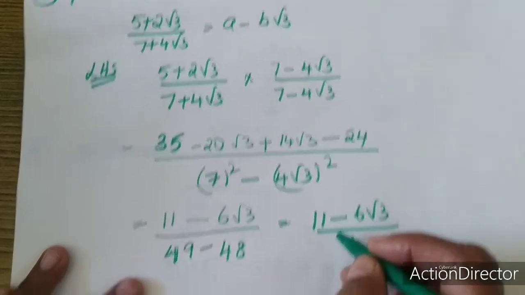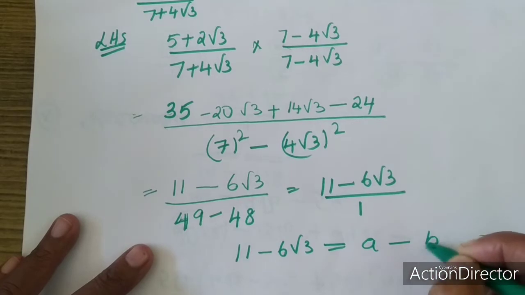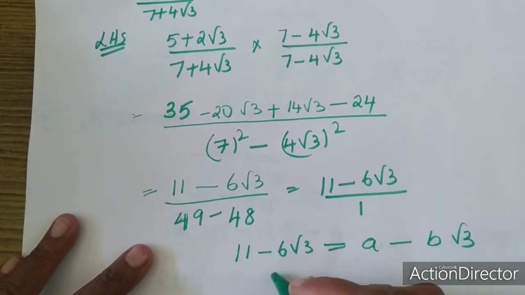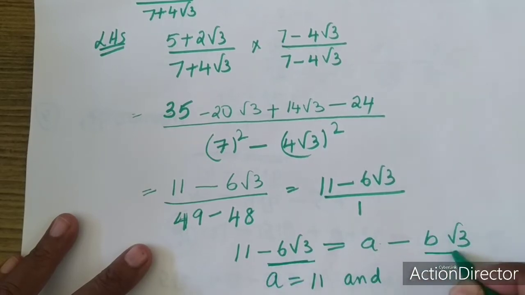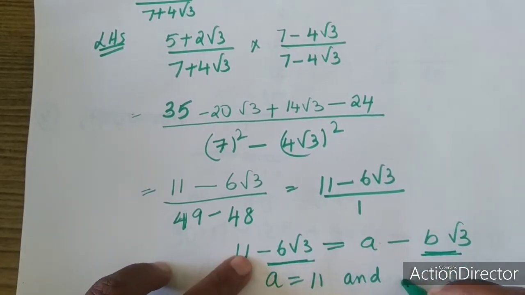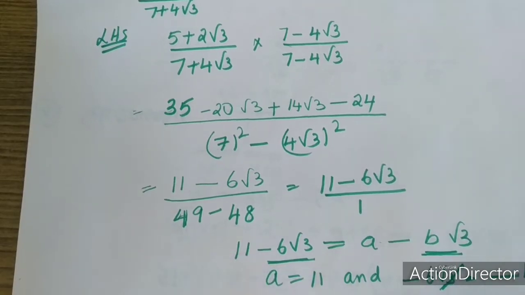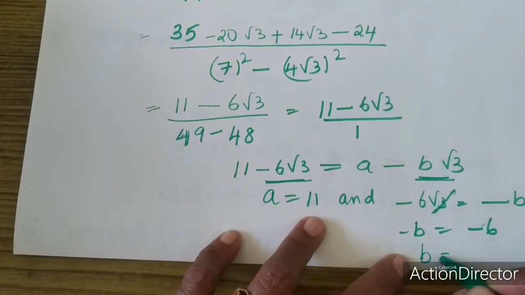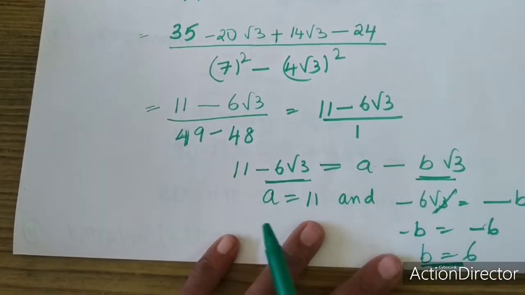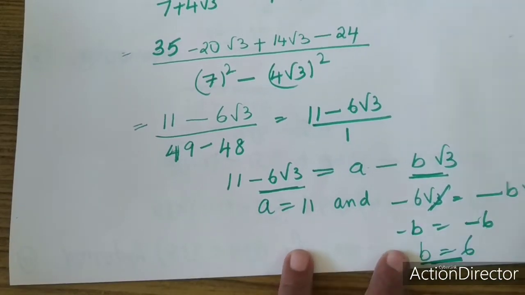Now you know that this is given as 11 − 6√3 is equal to a − b√3. So a will be equal to 11, and you compare the coefficients of b also. So −6√3 is equal to −b√3. So √3 and √3 will get cancelled. So the value of −b is equal to −6, or b is equal to 6. So we have found the value of a and b. a is 11 and b is equal to 6.